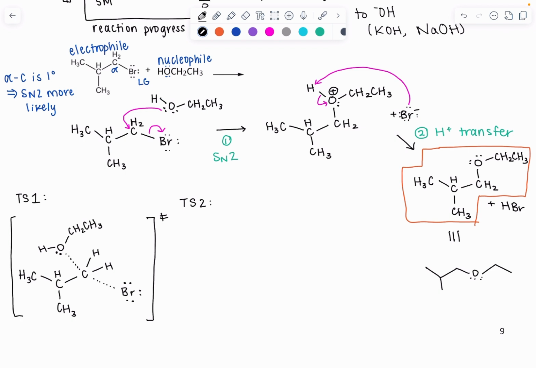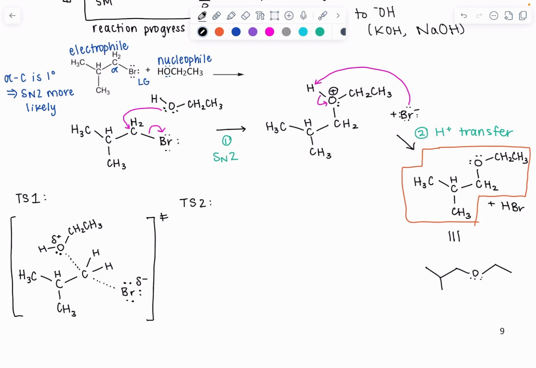The bromine started off as neutral, and then it became negative. So in the transition state, partial negative. The oxygen was neutral, and then it became positive here. So in the transition state, it has a partial positive charge. And that's our transition state for step 1.